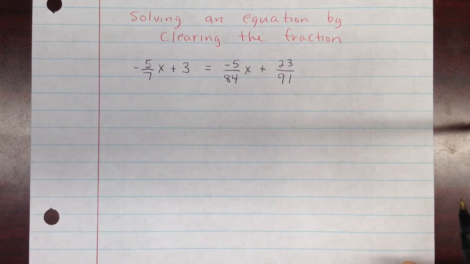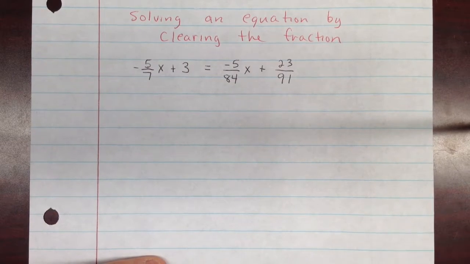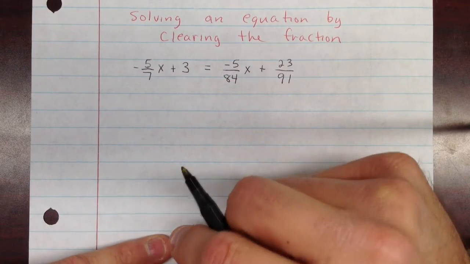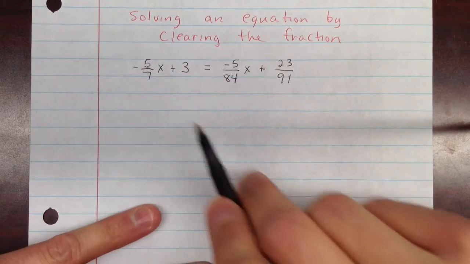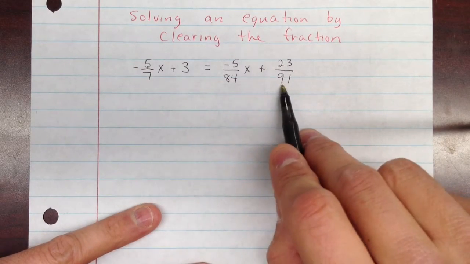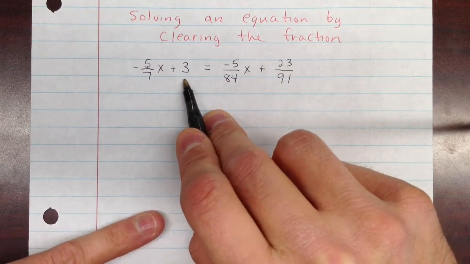This time we're going to be solving an equation by clearing the fraction. We start with this one by first trying to figure out what the least common denominator is, because we need to do that to do this. So we got 7, 84, and 91. This is a denominator of 1, so it doesn't really matter.